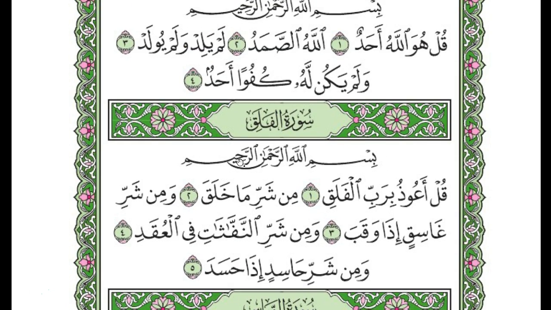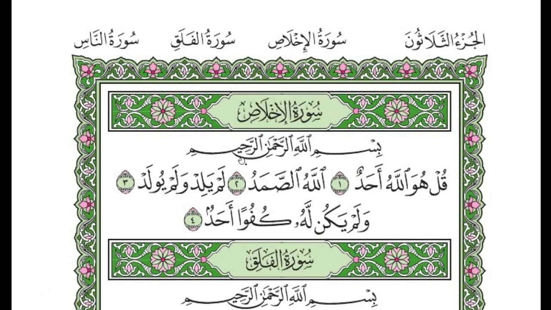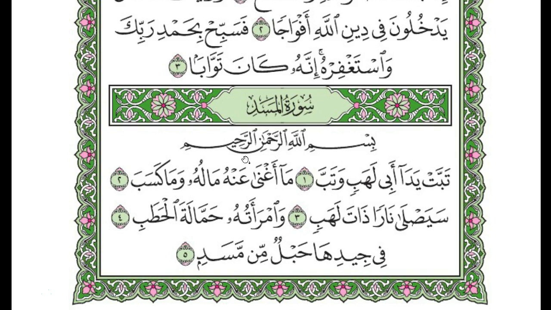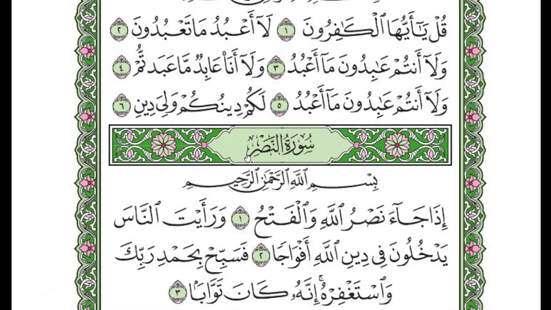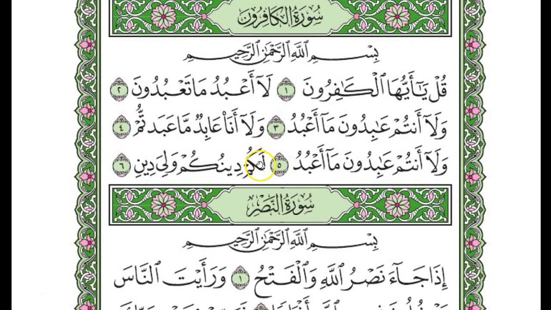Let's try again. We look at Al-Kafirun. Qul ya ayyuhal kafirun. There's one isim here: alif lam, and it has kafirun with a waw at the end, so this is plural. When you translate, it becomes the disbelievers, because it's plural.